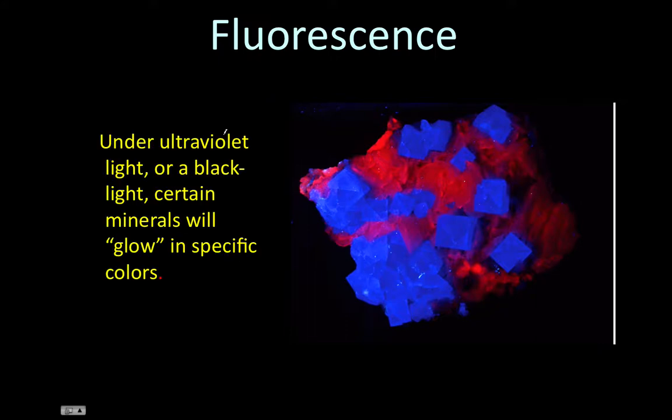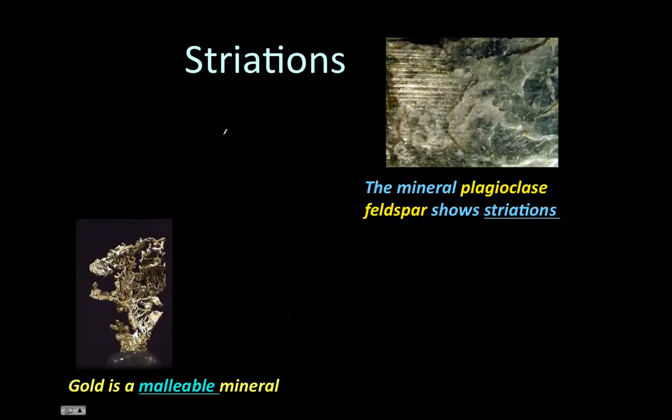The next property is fluorescence. This is cool. If you use an ultraviolet light, sometimes known as a black light, the mineral might glow in particular colors. So sometimes that's how particular minerals are identified. Actually, diamonds have a specific fluorescent color that they produce. There's something called striations. Striations are lines or stripes that occur within the mineral.